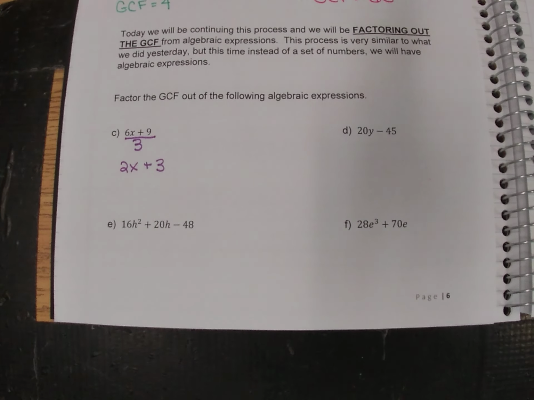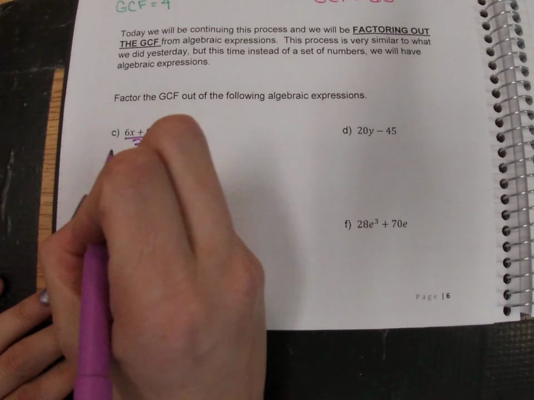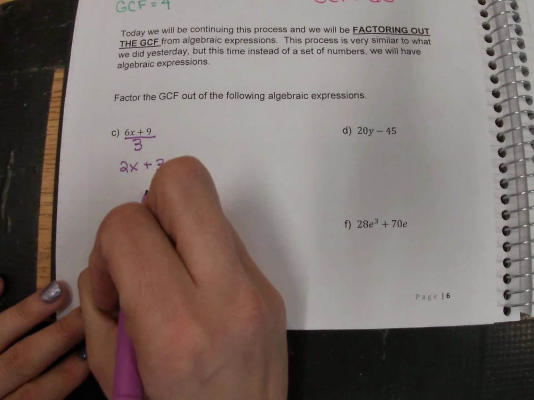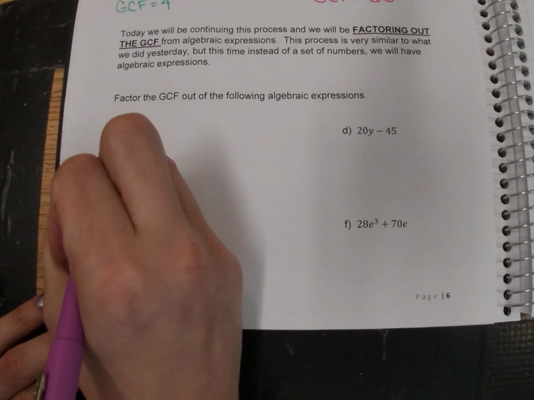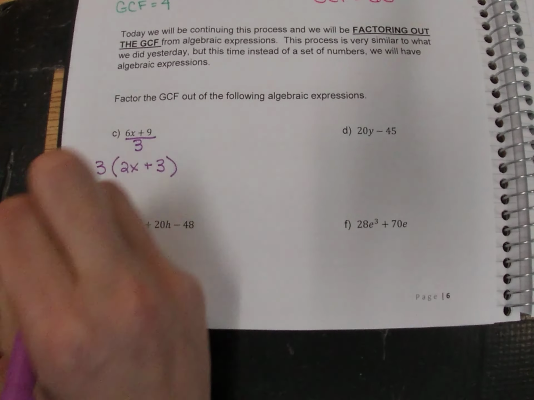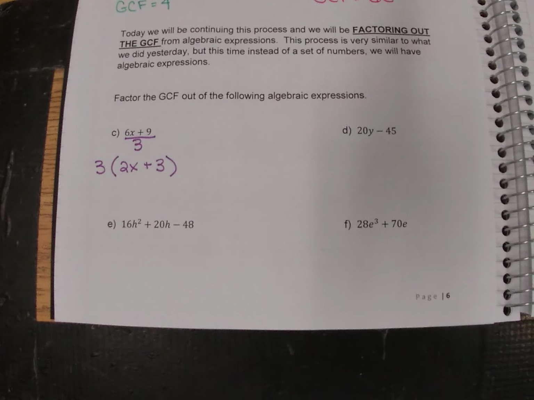Then we are going to look at the 2x and the 3. And we are going to ask ourselves, what goes into 2 that will also go into 3? Well, that's just 1. So once we were at 1, we knew we could not go any further. The difference today is that instead of just writing down that our GCF is 3, we are going to put this in parentheses and bring our GCF out in front.